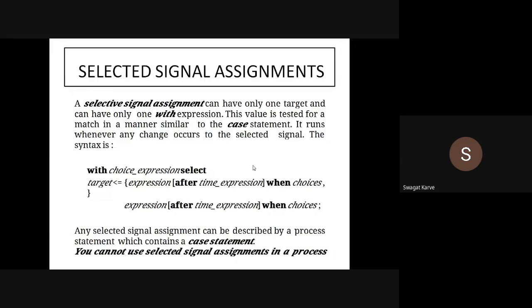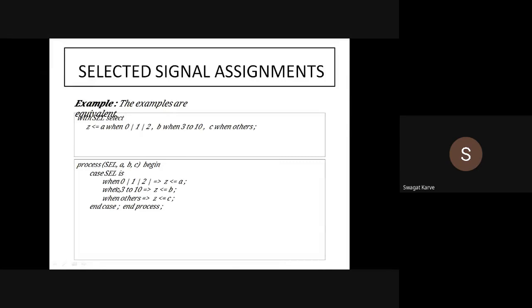वापरावं लागतं. राईट, you can use selected signal assignment in a process. हे तुम्ही प्रोसेसमध्ये वापरू शकता. But once you have declared in the process, it will be sequential. If you are declaring outside the process, then it will be the concurrent. Remember this part. This is the example of the selected signal assignment statement.